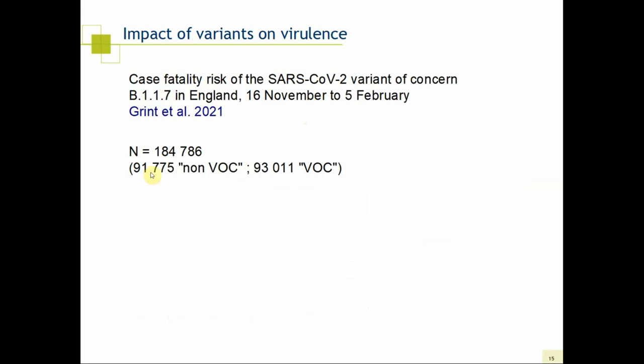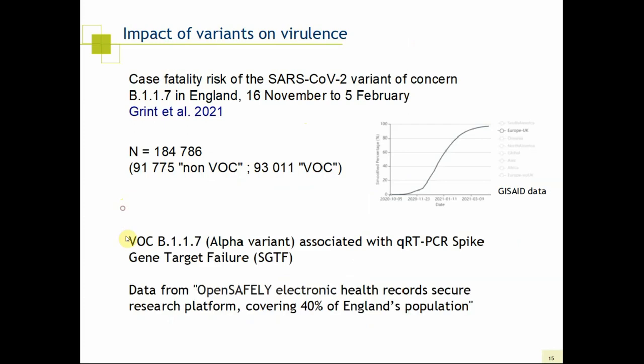And here they were able to analyze 185,000 infections. They were able to do this because they used a national database that covered about 40% of the whole population. So out of these people, they were able to evaluate which viruses were the alpha variant and which ones were the wild type. So the variant of concern is alpha variant, and non-VOC is wild type.